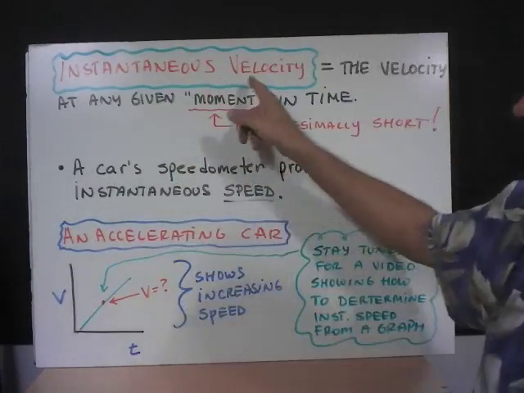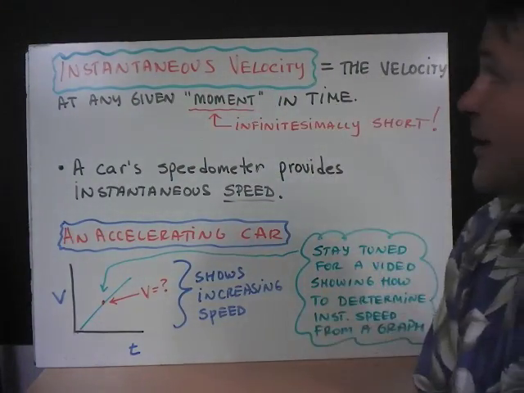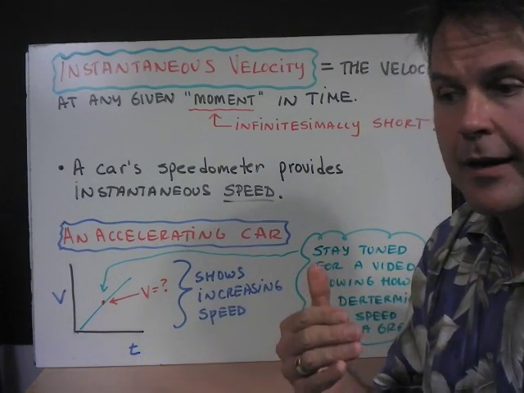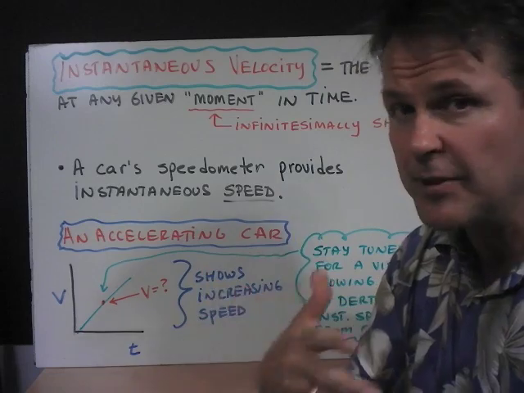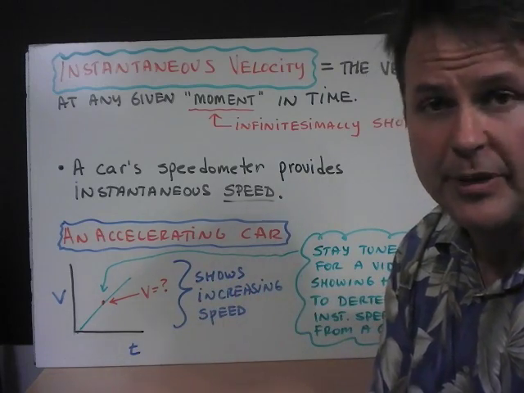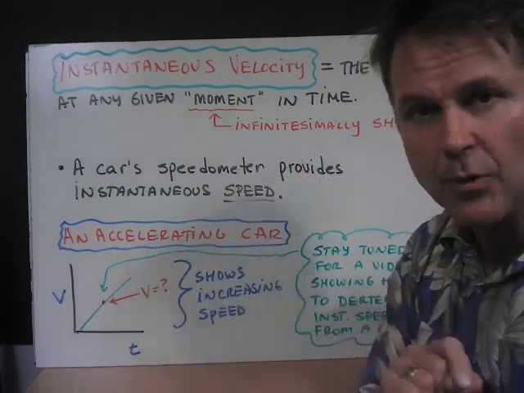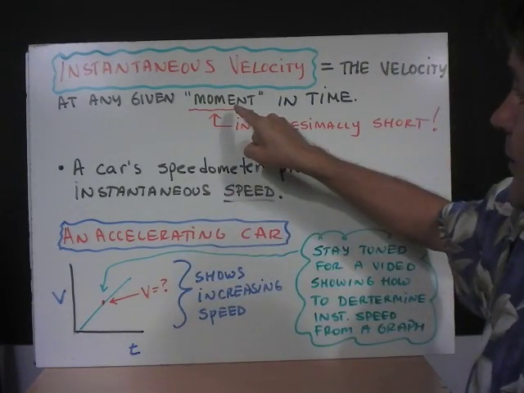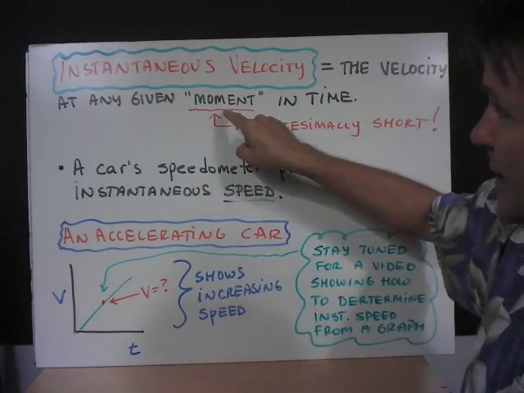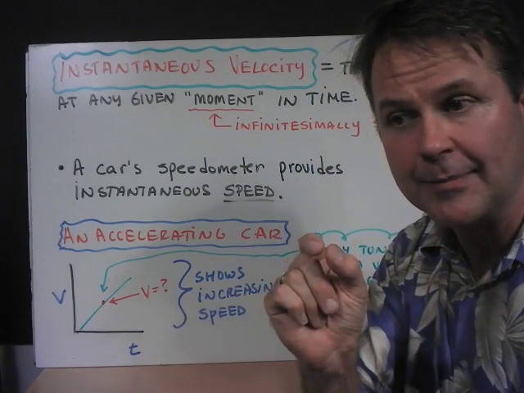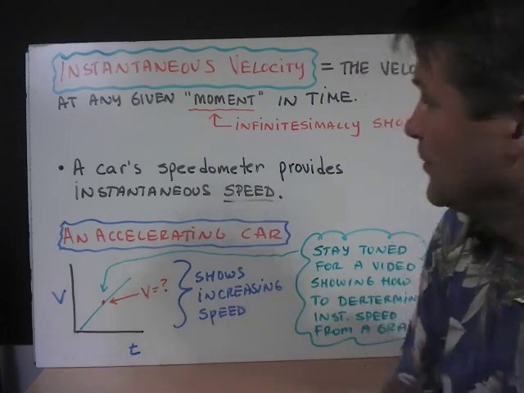Now, instantaneous velocity is the velocity at any given moment in time. So if you have an object traveling for a period of time, its velocity could even be changing or it could be constant. If you want to know the speed right at this moment, we call that instantaneous velocity. And when I say moment, the time interval of that moment is infinitesimally small.